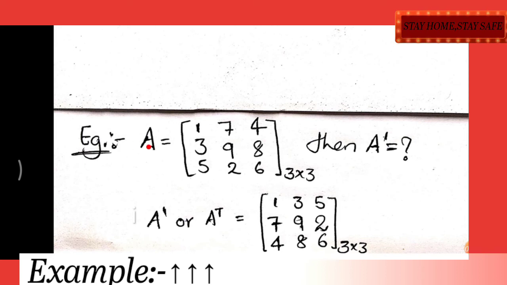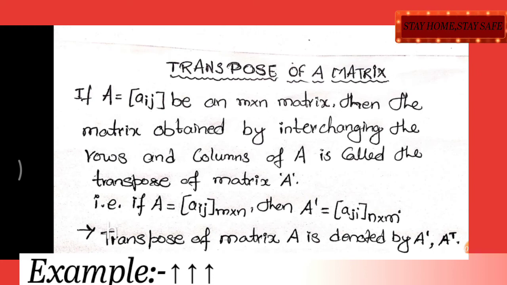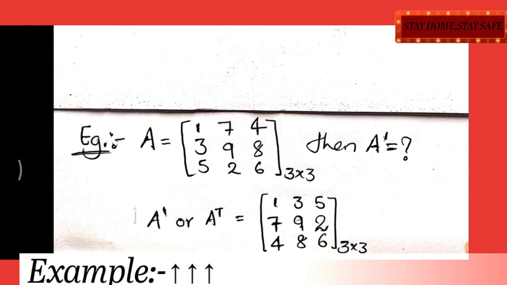So A is a square matrix. Actually we can take any order, any matrix. It need not be a square matrix only, but I have taken a square matrix for better understanding. So how do we get A dash, or A transpose? What is the rule here? The rule says that interchanging the rows and columns means rows should become the columns and columns should become the rows.